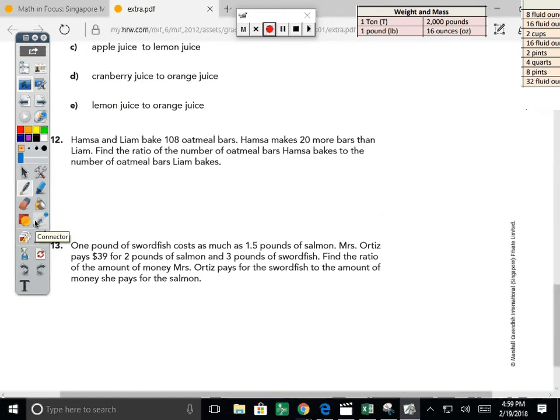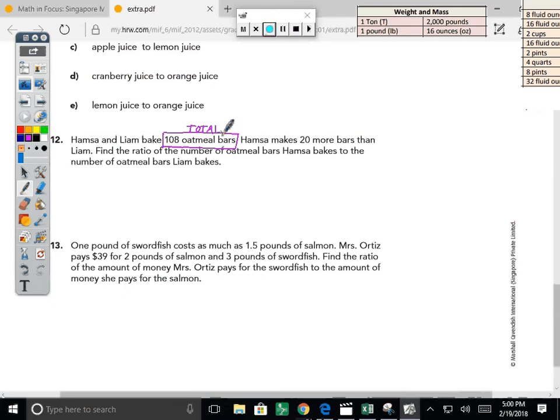All right, so for number 12, we have Hamsa and Liam. They're baking 108 oatmeal bars. Hamsa makes 20 more than Liam. Find the ratio of the number of oatmeal bars Hamsa bakes to the number of oatmeal bars Liam bakes. Oh, I know how much they make all together. This is a total. I'm going to box that in and call it total.